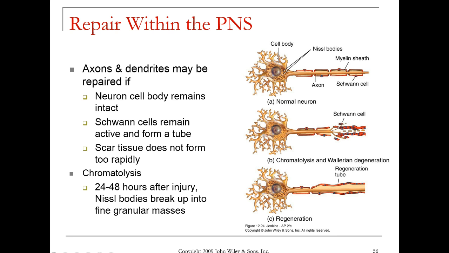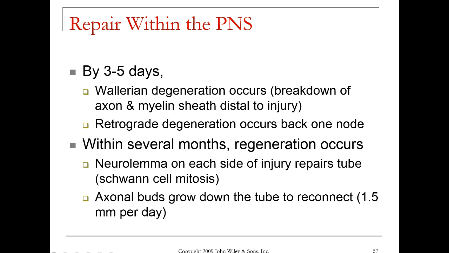One of the first things that's going to happen is all of the Nissl bodies, and the Nissl bodies are organelles in the neural cell body that are responsible for creation of proteins. So they are forms of rough endoplasmic reticulum. They will break up into these fine little masses, mainly indicating that they are producing lots of proteins. So it's going to need a lot of proteins to regenerate, and that's known as chromatolysis. The next step is Wallerian degeneration, and that's breakdown of the axon and the myelin sheath distal to the injury, and in fact retrograde back one node.